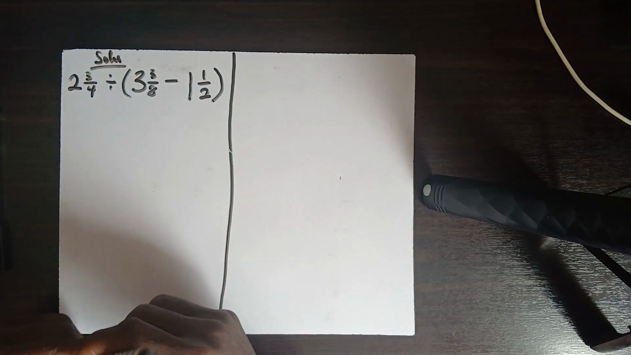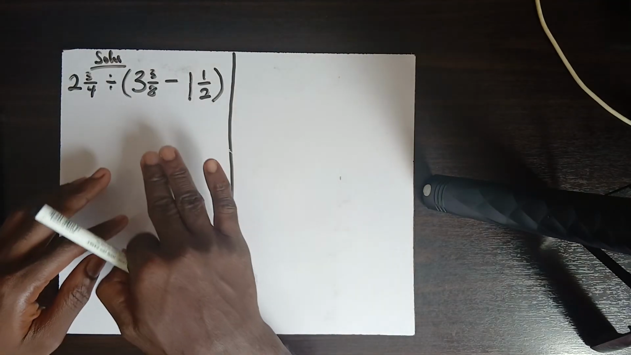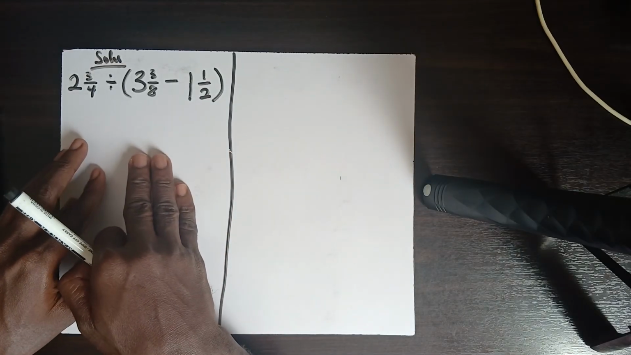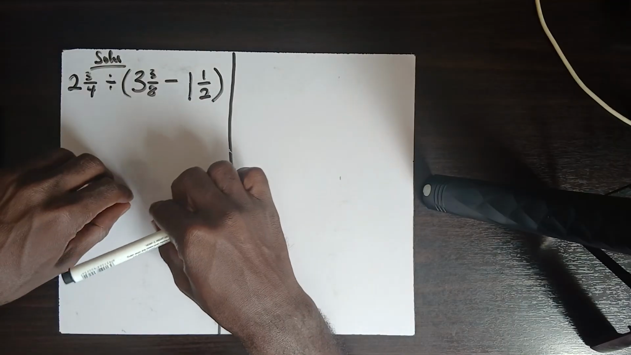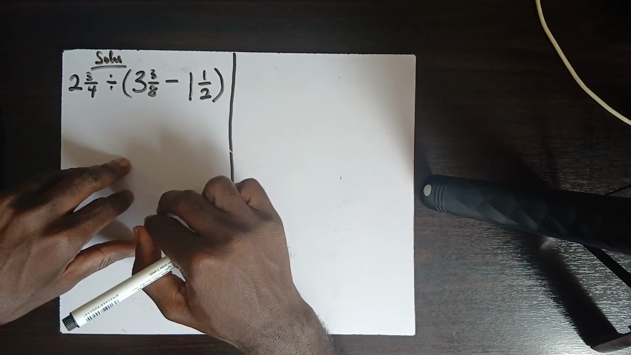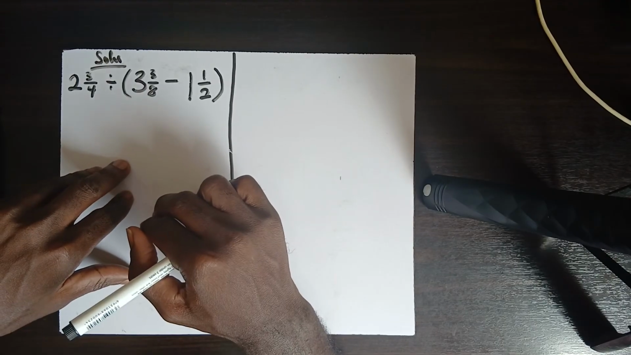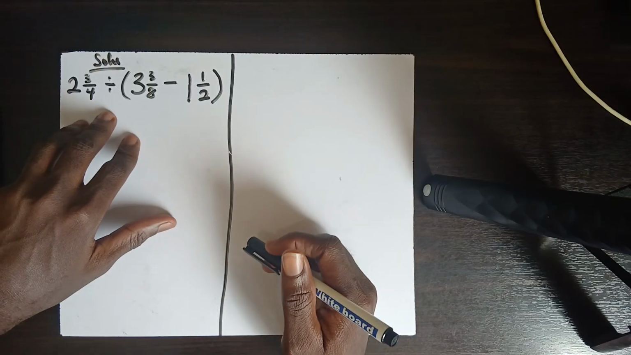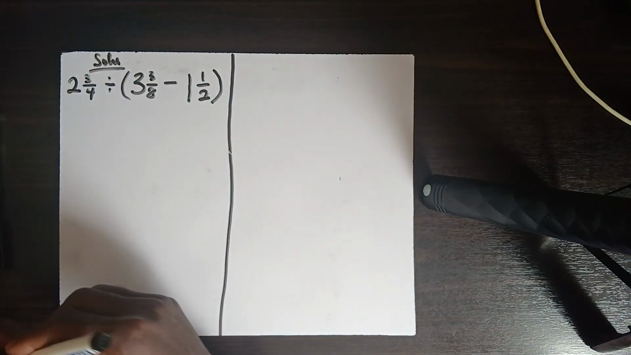bracket. But first of all, anytime you are given fractions and you see that the fractions are in mixed fractions, try and change all mixed fractions to improper fractions first before you start with your solution. So let's first change all the mixed fractions to improper fractions.